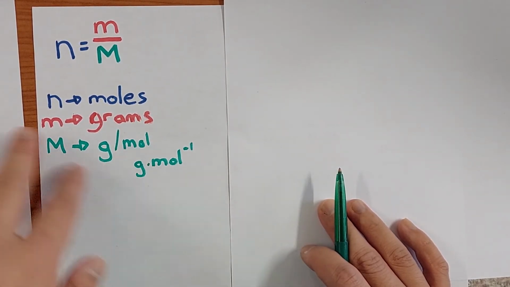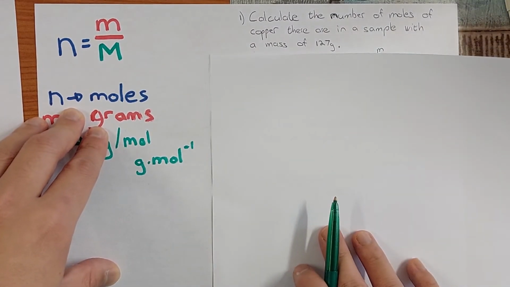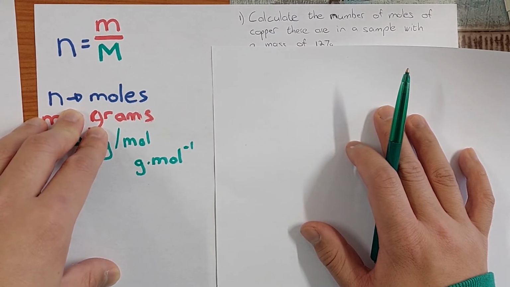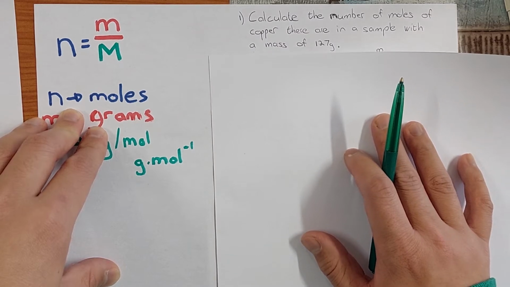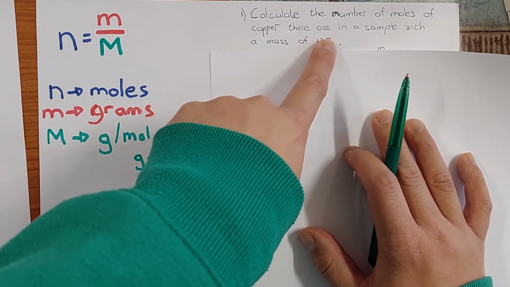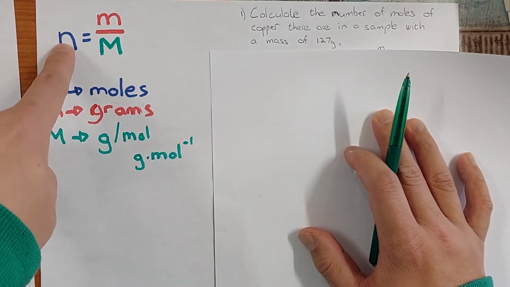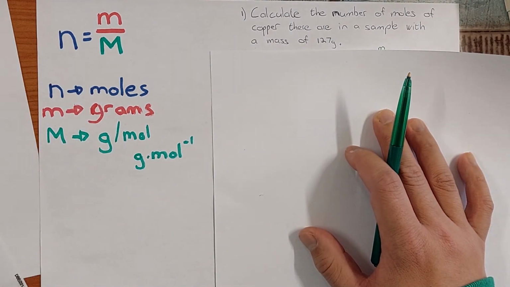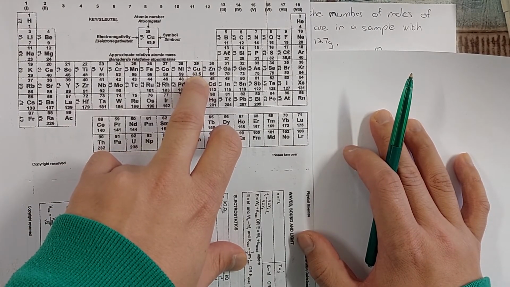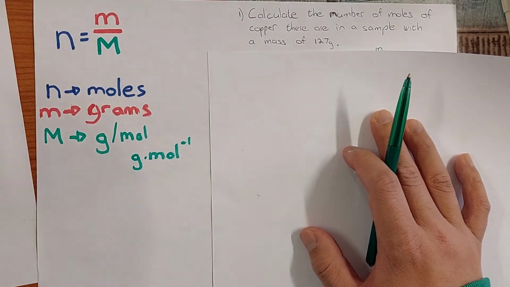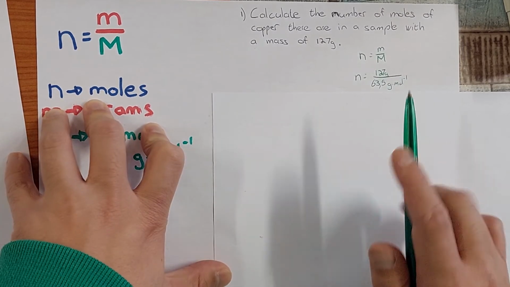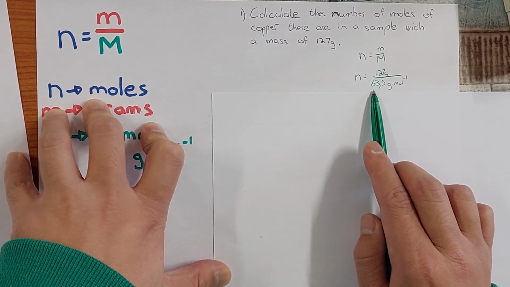Right. So, if I ask you to calculate the number of moles, for example, calculate the number of moles of copper there are in a sample of a mass of 127 grams. So already we've got a mass. They're asking us to calculate the number of moles, and we always have our molar mass. Our molar mass for copper, Cu, is 63,5. So we've got everything that we need. So n is equal to m over M, and that's going to give us 127 divided by 63,5 g/mol.